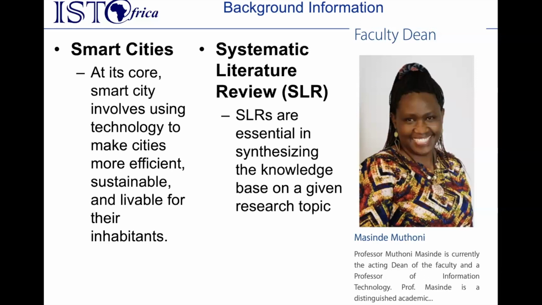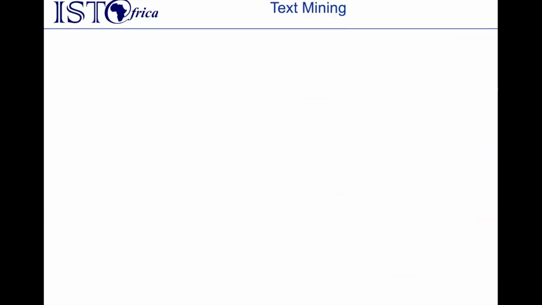Other background information related to the paper I'm presenting today is about smart cities, which is a very common phrase today. At the core of a smart city is the use of technology to make cities more efficient, sustainable, and livable for the inhabitants. The second part of my paper is about systematic literature review, which is very critical for any research topic. Anyone who does research in any area starts off with systematic literature review.